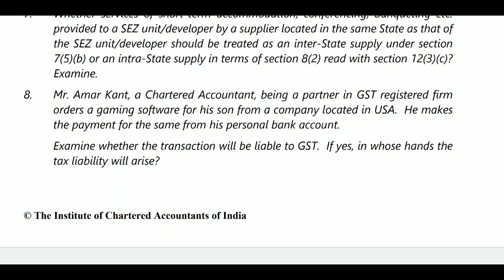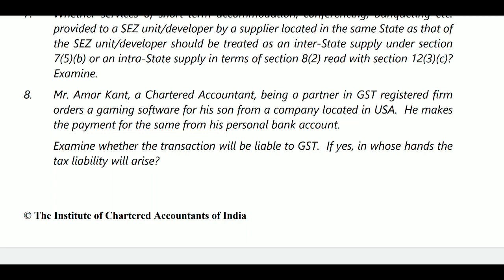So here, Mr. Amarkant, being a partner in a registered firm, orders gaming software from a company located in USA. So one person is located in taxable territory and one person is located in non-taxable territory. In that case, Mr. Amarkant is a non-taxable online recipient, and tax will be payable by such company under forward charge mechanism.